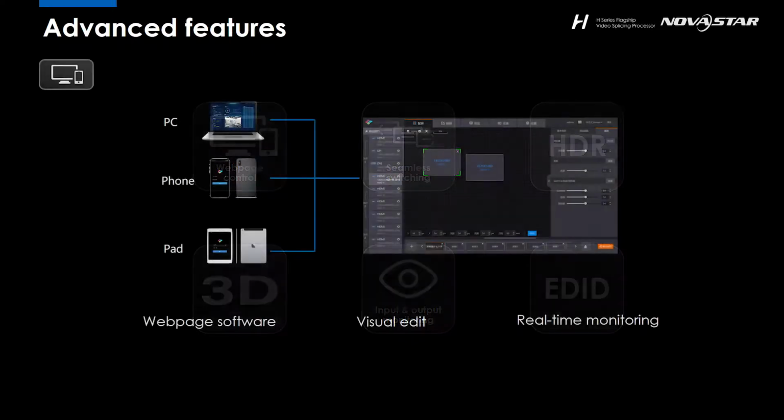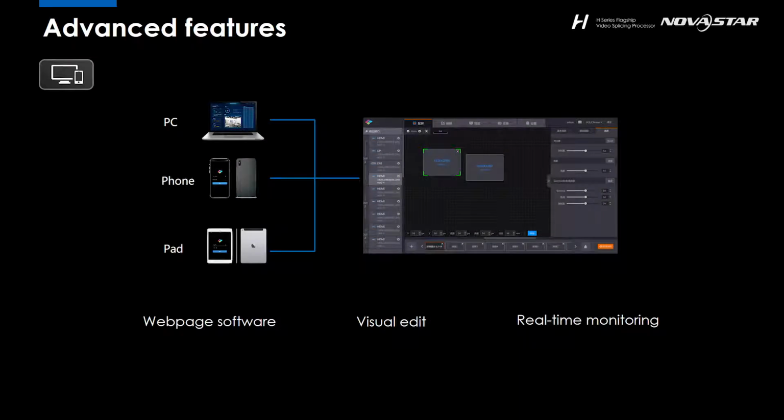First of all, let's have a look at this so-called web page control. It's actually software developed on the basis of the BS structure, the browser service. So it doesn't matter whatever terminal platform you are using, whether it's an Android phone, an iPad, or a computer. As long as you can open a browser, the H9 is right in the palm of your hand. Okay, I think this design is really convenient because we can carry the computer all the time.